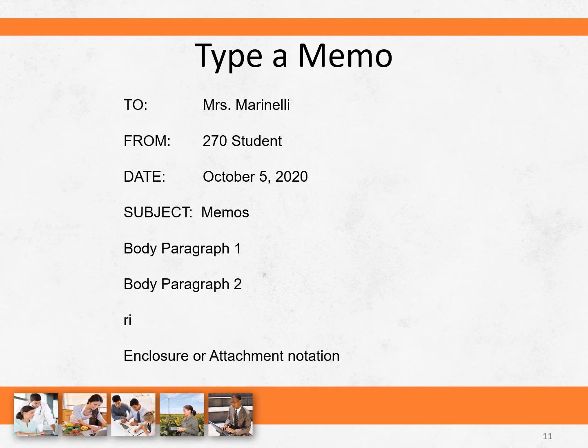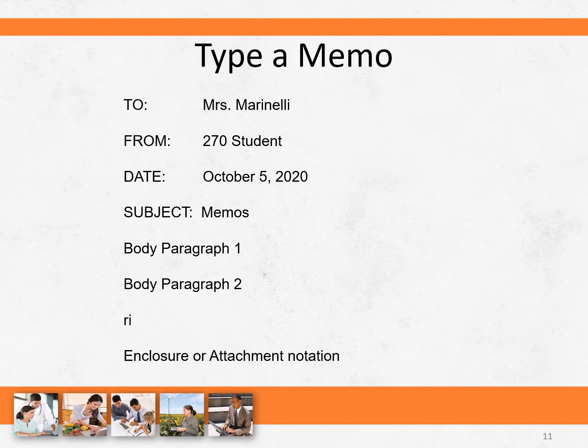So we would type To, colon, and we're going to have a tab set at 1 inch. So To, colon, tab, type the name. We'll be on single space, so we'll enter twice, type From, colon, tab, whoever it's from, 270 student. Enter twice, Date. Use the current date, don't abbreviate the date. Enter twice, Subject. The subject is Memos, enter twice. And then you're ready to type the body.